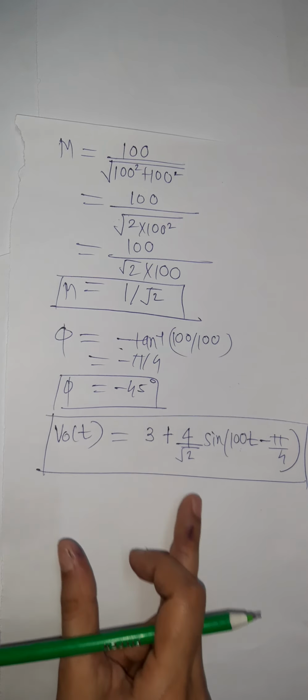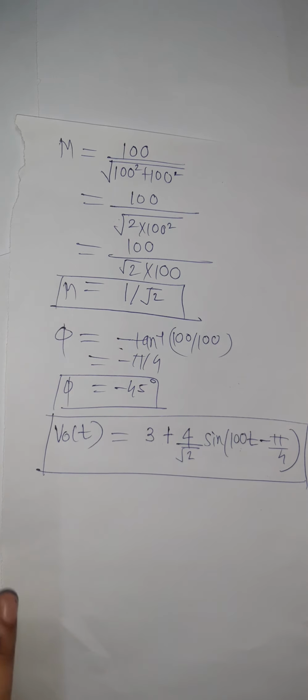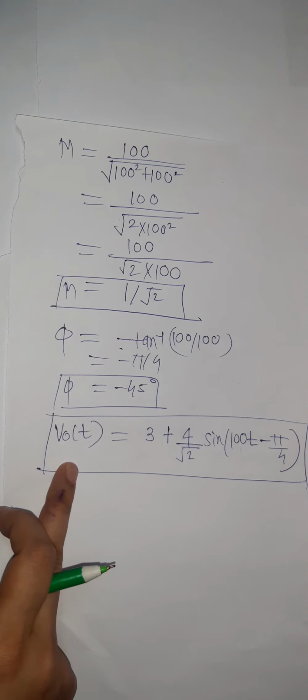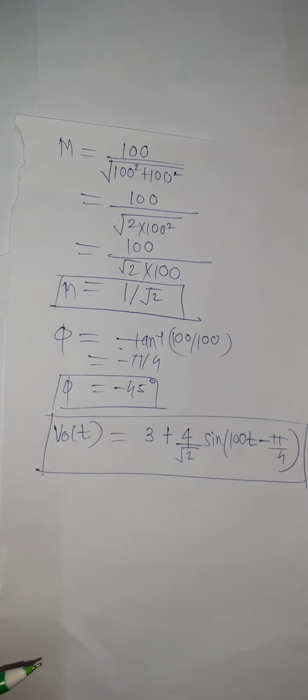Here 3 is a DC term, so it will remain as it is. So the final answer is V naught is equal to 3 plus 4 by root 2 sine of 100t minus pi by 4. The same property is used in LTI systems. In signals and systems, such questions are asked. These are the basic properties of LTI systems.